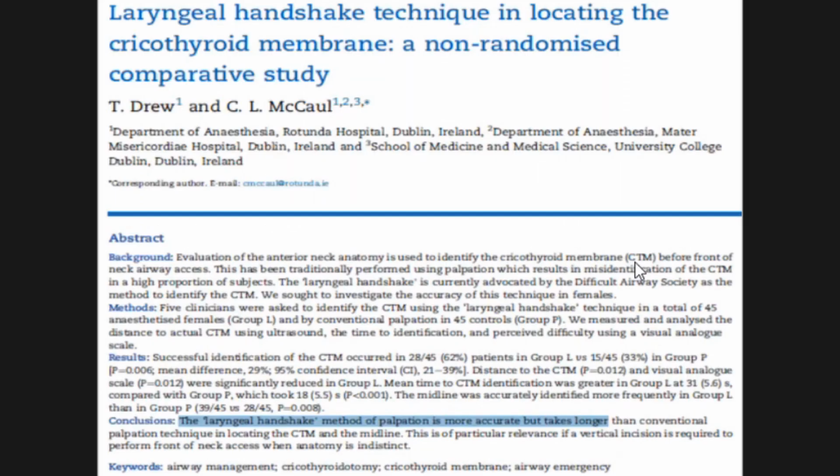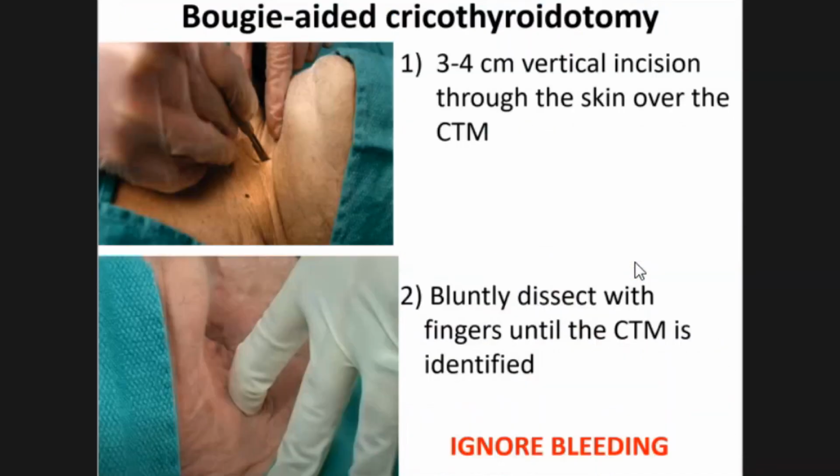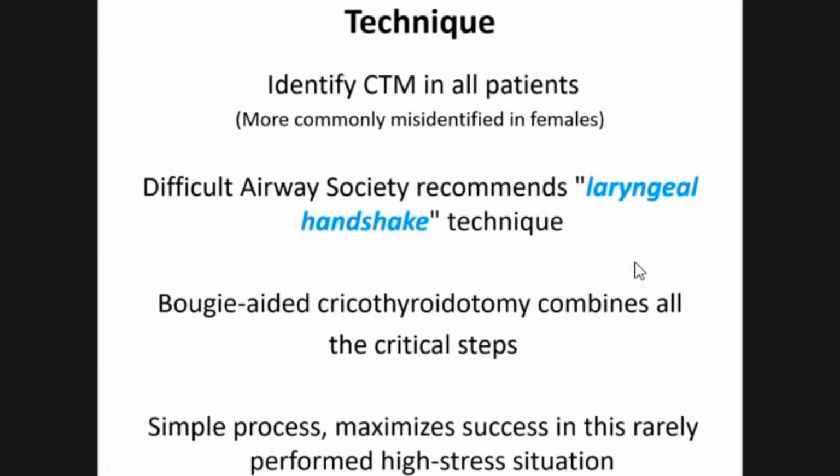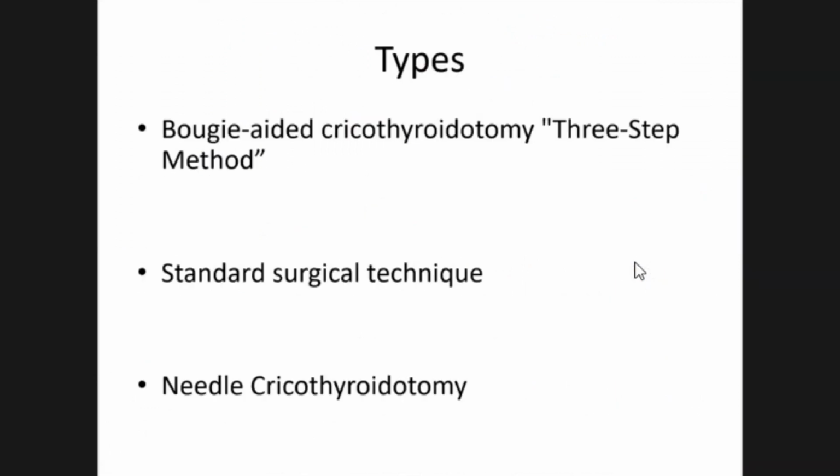There was one study which showed that the laryngeal handshake method of palpation is more accurate, but it takes longer. Here time is life, but yes, identifying that is the most important step. As I told you, there are 3 techniques which we can use for a cricothyrotomy. One is the bougie-aided cricothyrotomy. This is a 3-step method. Then the standard surgical technique, and needle cricothyrotomy.